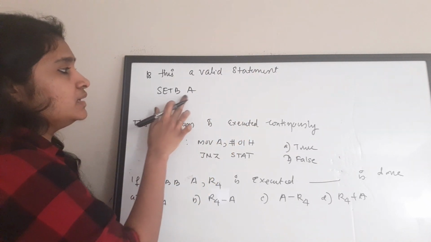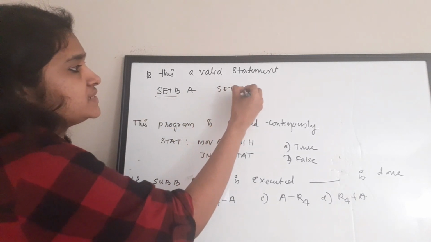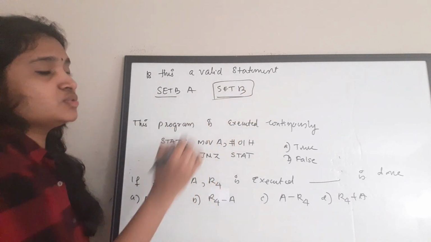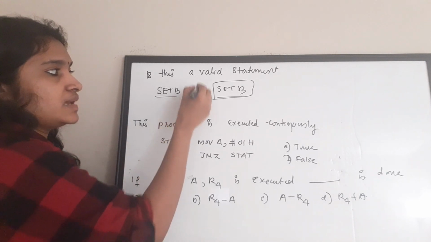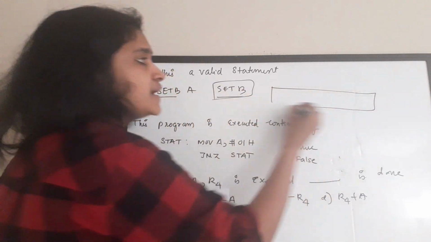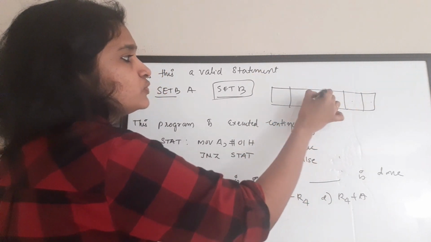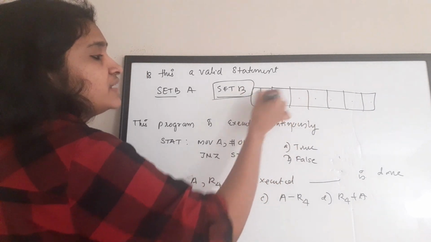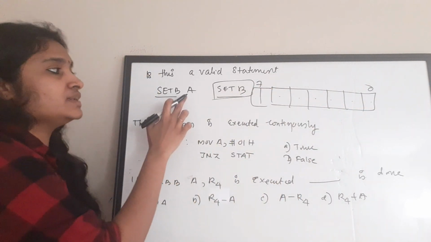SETB A. What is SETB? SETB means set bit. This instruction is used to make any particular bit 1. But if you take this A register, A means it is an accumulator register. Accumulator register has how many bits? 1, 2, 3, 4, 5, 6, 7, 8. It has 8 bits. So totally 8 bits are present in the accumulator register.